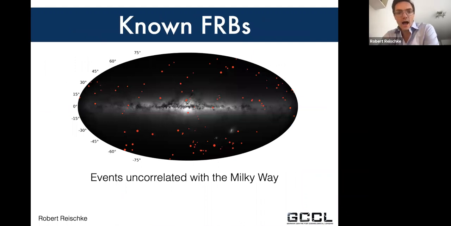So how are FRBs distributed in the sky? If you look at this map, you have the Milky Way here, and what you see is they are not correlated with the Milky Way, which already tells you that they are probably extragalactic. The larger the dot in this picture is, the further away is the corresponding fast radio burst. I will talk about this more later, how this actually works.